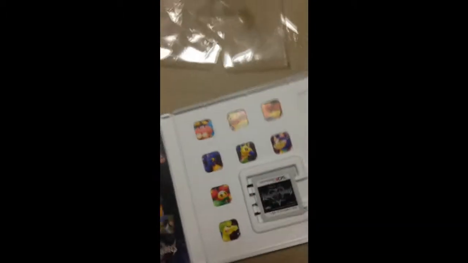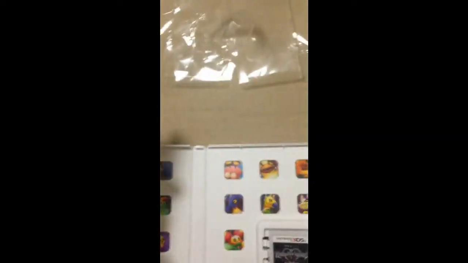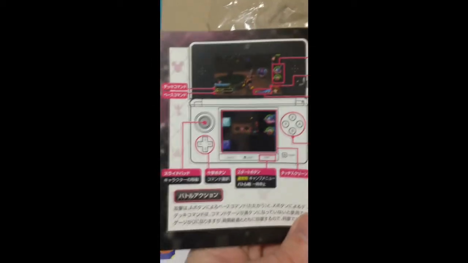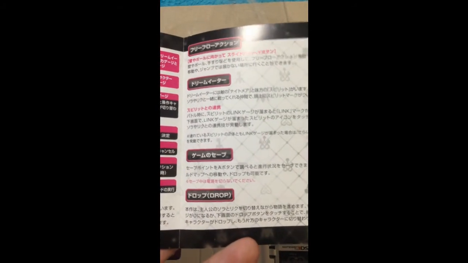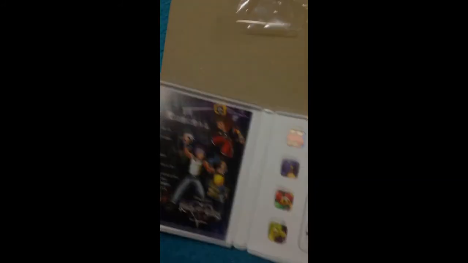And let's take a look at the manual. Alright, we have some story info. It's unfortunately a very thin manual, but we have the controls. We have explanations of the free flow action, Dream Eater, game save. And then on the back, we have all about the AR cards and how to use them, so we can get the Dream Eater Wandanyan to pop out and play with us, I guess. Anyway, a relatively decent manual considering.